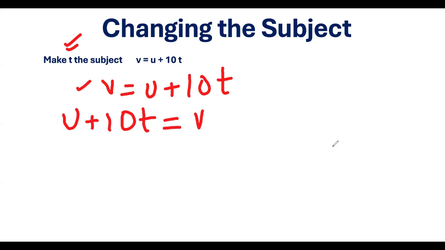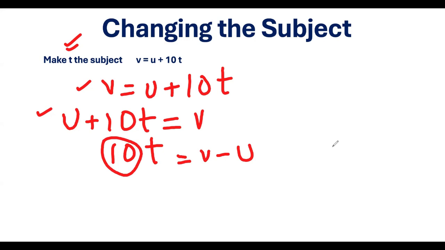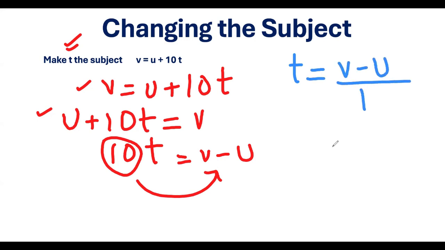T the subject you have to make. So tan t should be there on the left-hand side and bring U on the right-hand side. So U will become minus U. Now I'm removing this tan because we have to make t the subject. Tan is not required here. Tan you can shift on the right-hand side. Shifting tan on the right-hand side, t is equal to v minus u divided by tan.